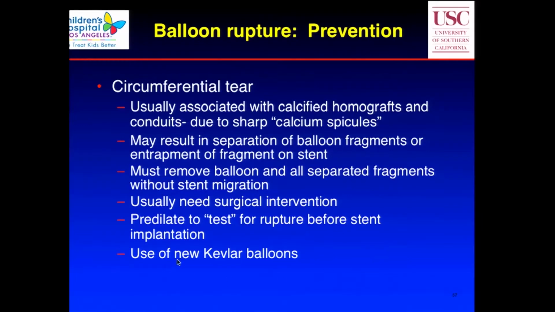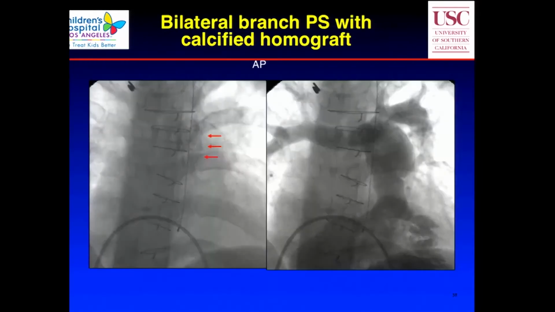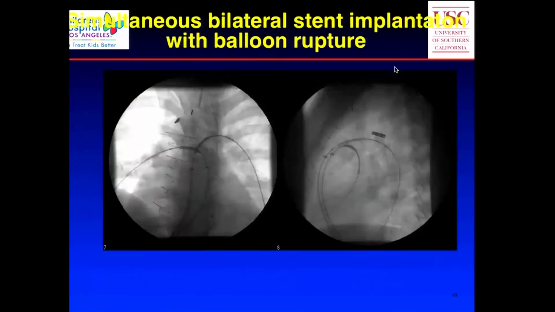The new high pressure balloons are made of Kevlar, the APCIS. There are a couple of other ones, but the APCIS is made of Kevlar, so it's very strong and very good for this kind of situation. Here's the example. I've shown this in other talks before where there's calcium. We actually see it in both AP and lateral.